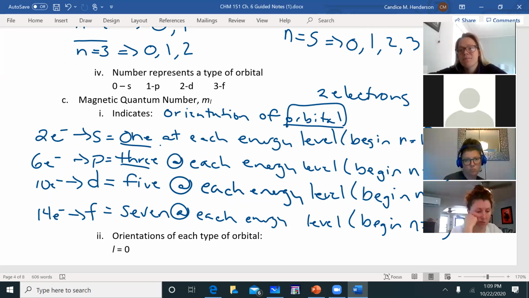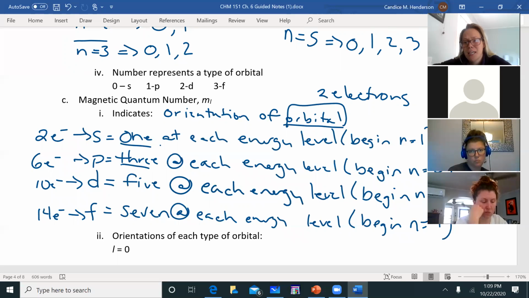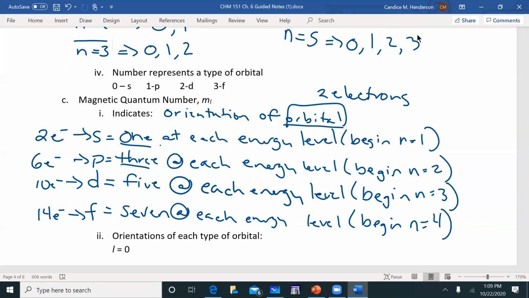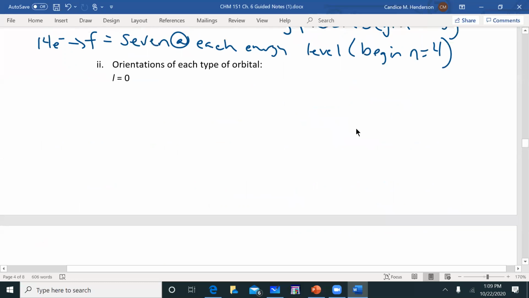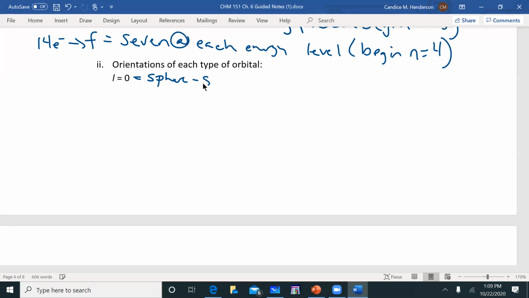I know this can seem kind of funky. All these numbers seem random and funky. So let's apply them to some of our orbitals. Let's start with the simplest one, the orientation for L equals 0. So L equals 0 is talking about a sphere, the S orbital.